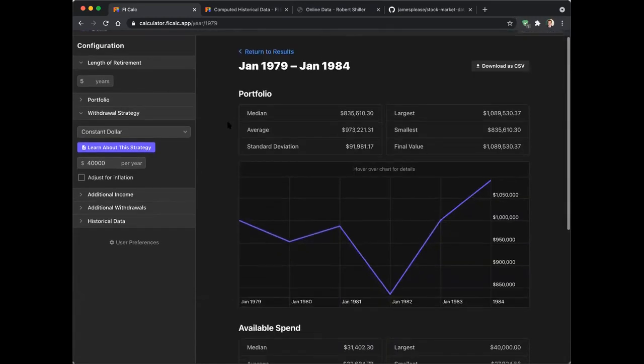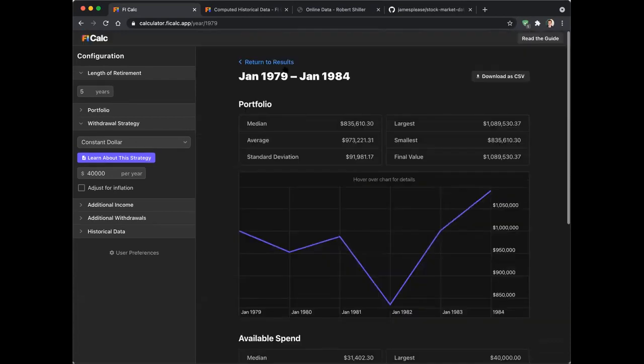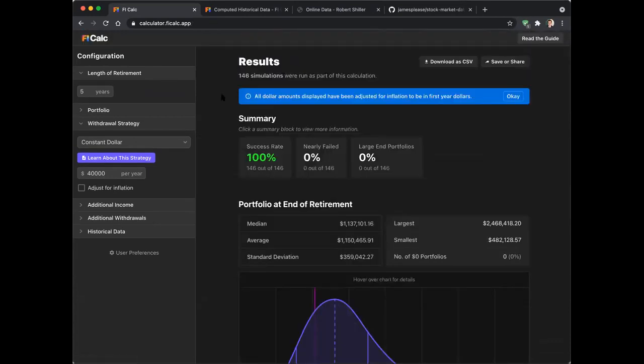So I'm trying to think if there's anything else worth touching on. I think one thing I want to mention again is this thing works great on your phone, and most users of the app do browse it on their phones. So definitely, if you have a phone, check it out.